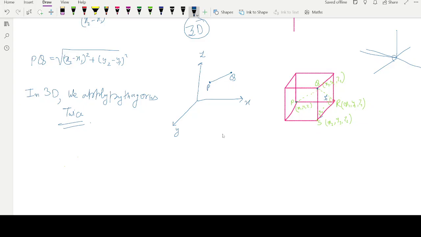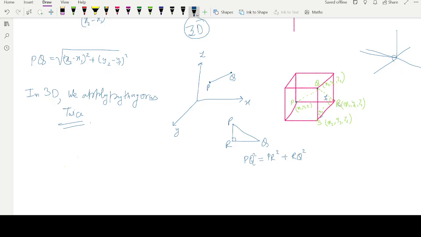PQR. Where is the right angle? Right angle is at R. P and Q. So forget this diagram. Now consider this triangle and R is 90 degree. Now apply the Pythagoras. What says Pythagoras? PQ square is equal to PR square plus RQ square.